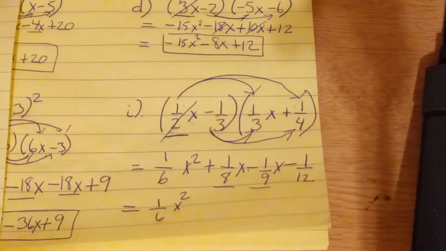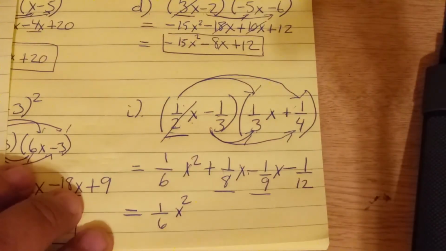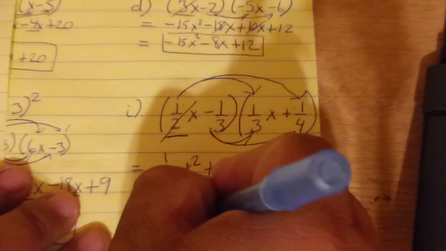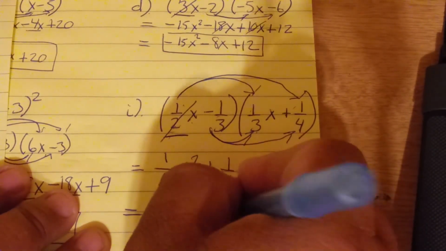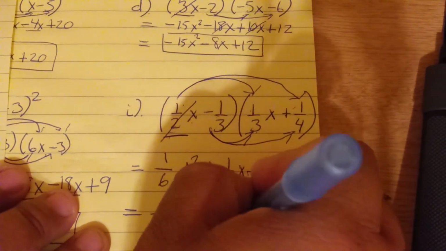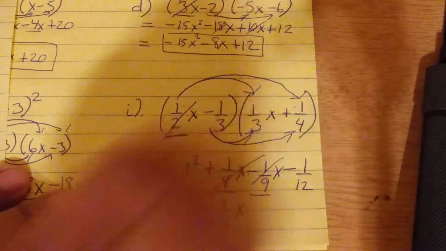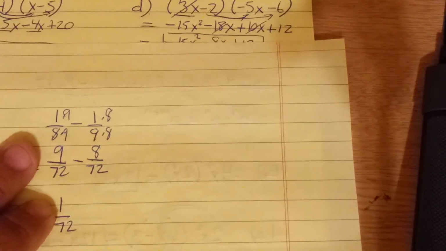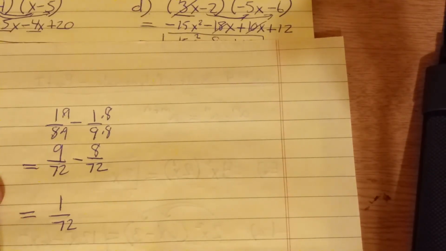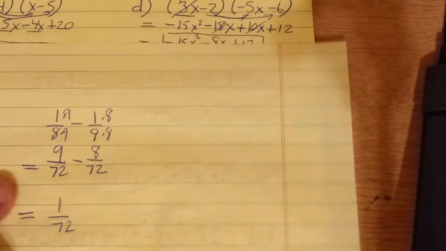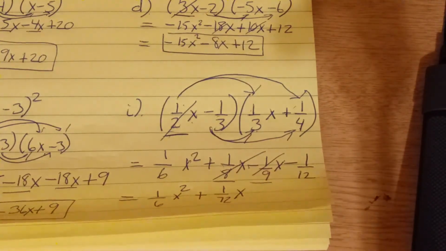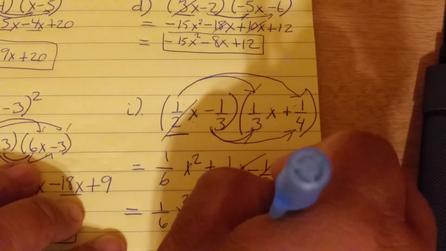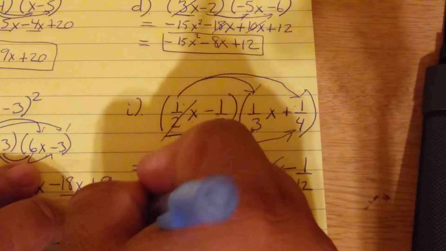Remember, that does not get touched right there. When we collected these two, this became 1 over 72x. And once again, the way we figured it out is just simply subtracting the fractions and finding the common denominator. This is what we did right there. And we go ahead and bring down the 1/12. So that'll be our answer right there.